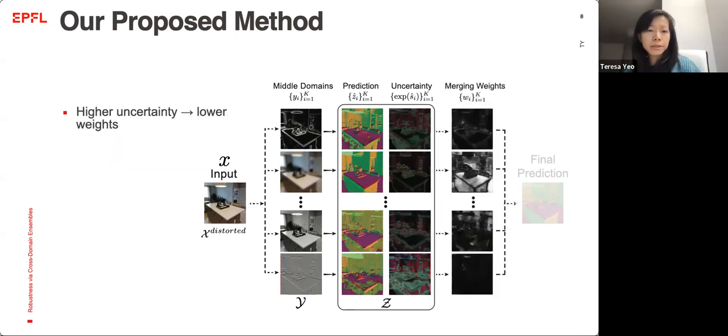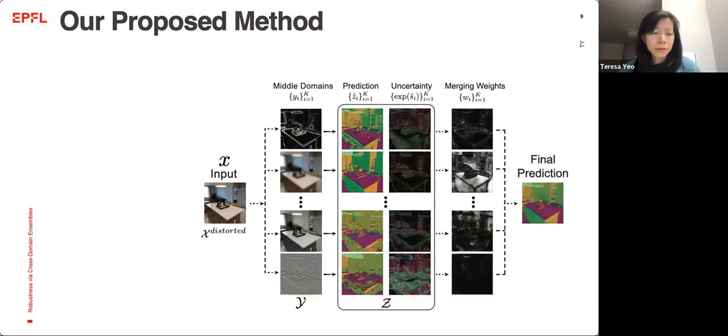We now have the predictions and uncertainties for several paths. To merge these predictions, we first convert the uncertainties to merging weights by taking the inverse of each path's uncertainty. The idea is that each path will contribute to the final prediction based on its uncertainty. For example, this path has a degraded prediction, thus high uncertainty, which results in low merging weights compared to the other paths. We merge the predictions from different paths using the merging weights to get our final prediction.